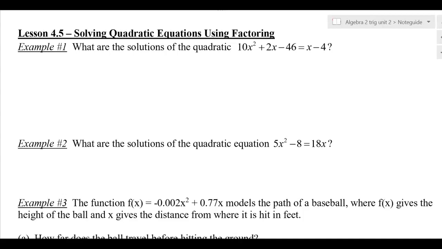On solving using square roots, but to solve using square roots, you need perfect squares, okay?